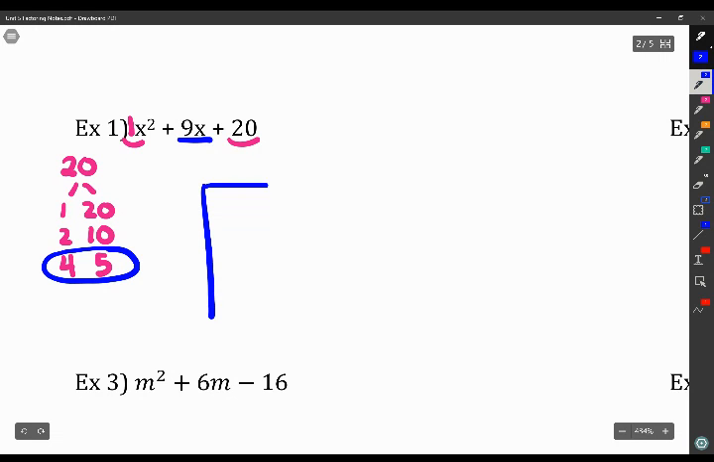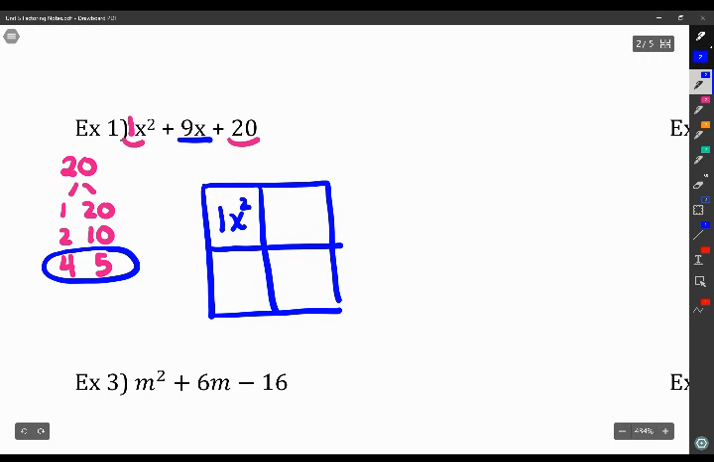So we draw our box. Like I said before, the first term goes in the first box. The last term, the 20, goes in the last box. And the pair that we picked, the pair that I circled, goes in the other 2 boxes. The order doesn't matter. I could have done 5 here where the 4 is, and 4 down where the 5 is. And then we're taking out the greatest common factor.